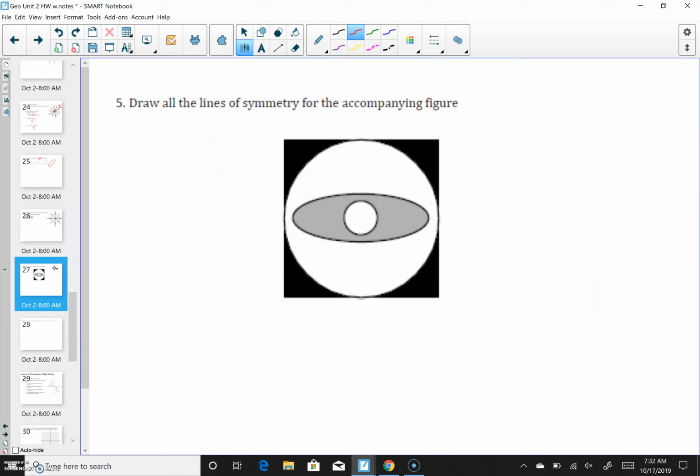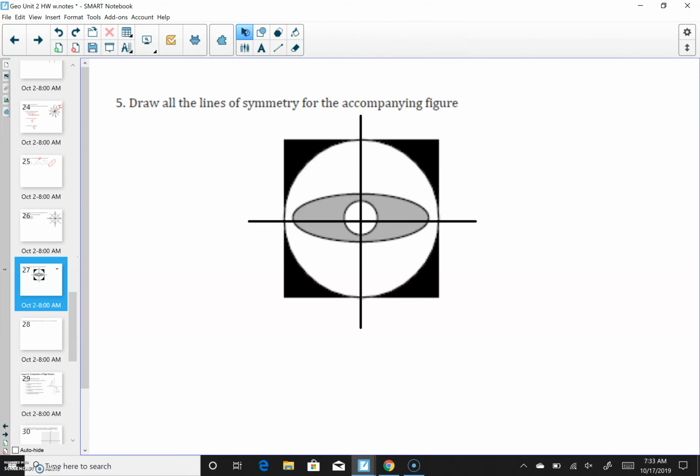Draw all the lines of symmetry in the accompanying diagram. Well, you should have this one vertical line of symmetry. Straighten that out a little bit so it actually ends up in the middle. You have a horizontal line of symmetry. And those are going to be our only 2 lines of symmetry for this problem.